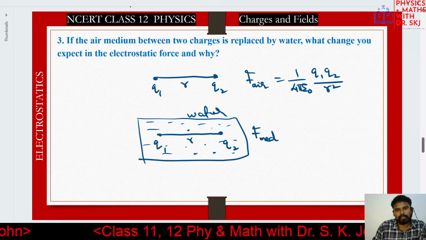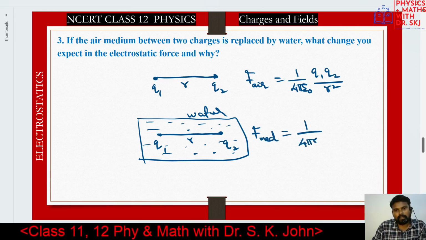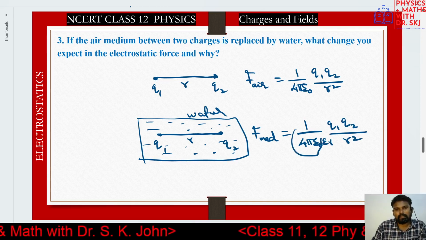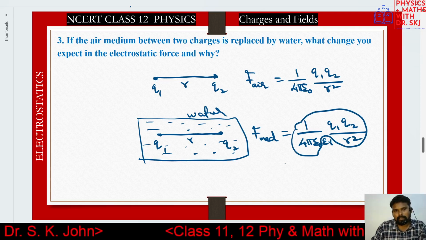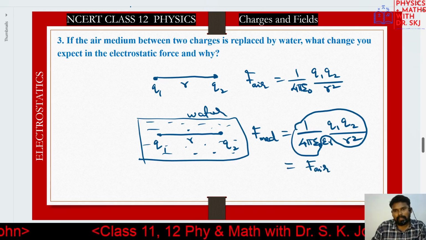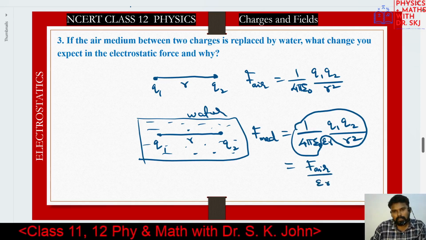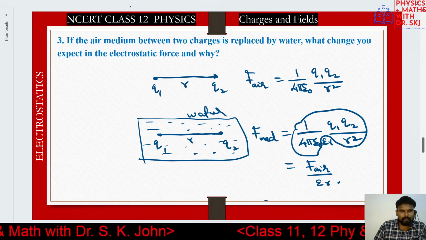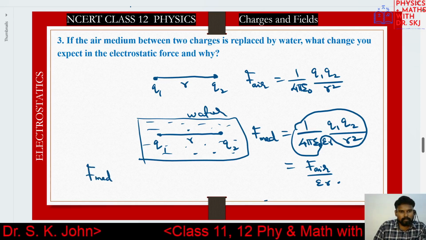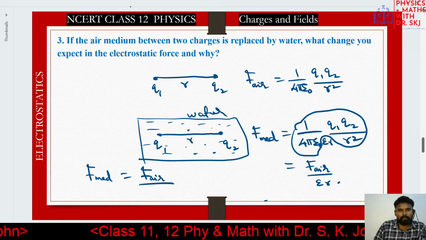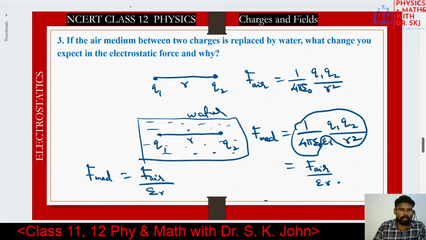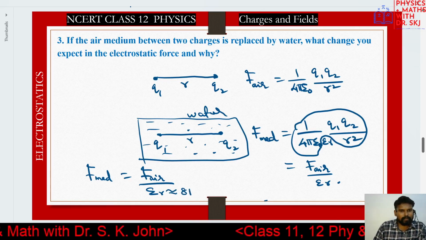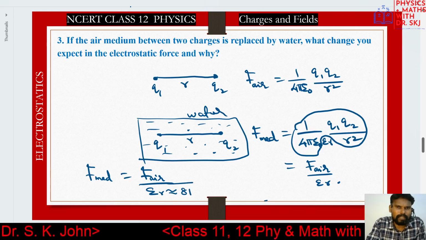F medium, now water is a medium, is equal to 1 by 4 pi epsilon 0 epsilon r into Q1 Q2 by r square. How can we connect these equations? As I told you earlier, this is nothing but F air, and the quantity outside the loop is epsilon r. So using this equation, you can connect them. Okay, so we can say that F medium is F air divided by epsilon r. The relative permittivity of water is nearly 80 or 81.